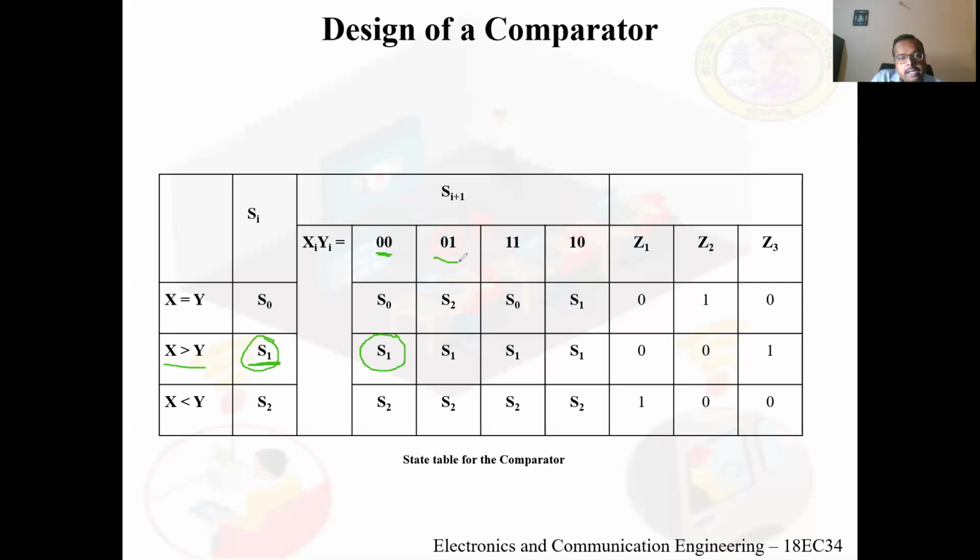Now if the lower bits are still 0 and 1, x is 0, y is 1, still the next state is equal to yes1, because the comparison still depends on the most significant bits. If the lower bits are 1 1 also, the next state still is equal to yes1, because it still depends on the comparison result of the most significant bits here. And if x is 1 and y is 0, the next state is still equal to yes1. Since x is greater than y, which bit will be set here? As I said, it is the bit z3.